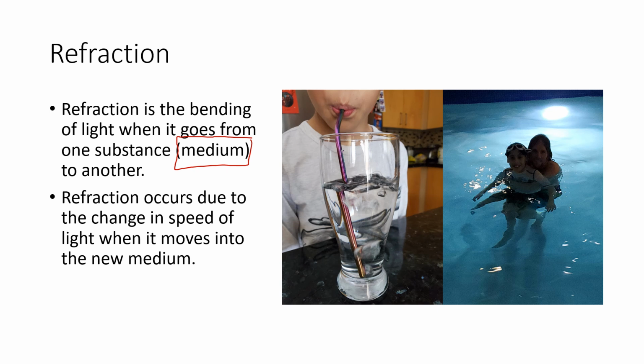So you can see that when the air and the glass are the only mediums that the light was passing through, the straw is in this location, and then something happened when the light went from the water into the air, and you can see that there's a change in direction of the straw that's in this glass of water. Same thing for the legs underneath the water here. They clearly don't look like they would if they were above the water.